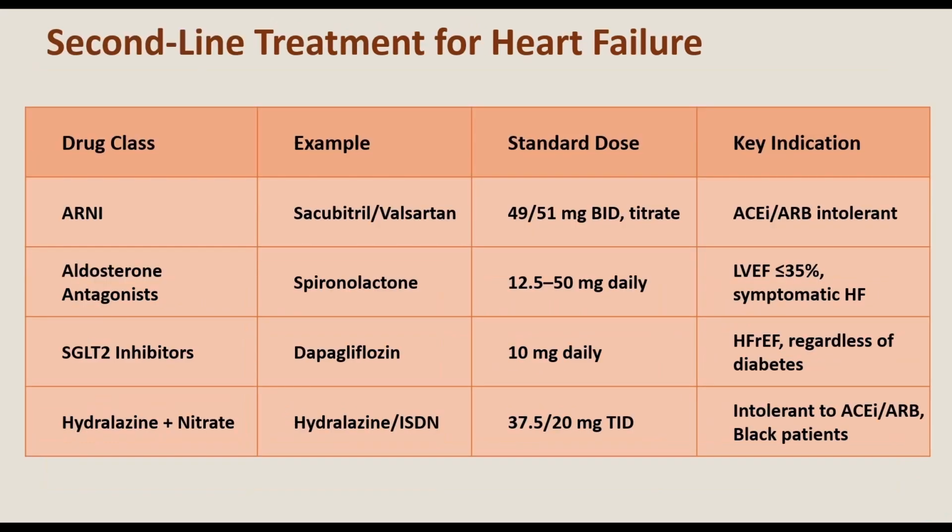Second-line options include the use of ARNIs, angiotensin receptor neprilysin inhibitors such as sacubitril/valsartan, particularly for patients intolerant to ACE inhibitors or ARBs. They provide superior mortality reduction compared to ACE inhibitors. The table presented here is concise, focusing on second-line heart failure therapies and their standard doses. It highlights the use of ARNIs, aldosterone antagonists, SGLT2 inhibitors, and hydralazine/nitrates.